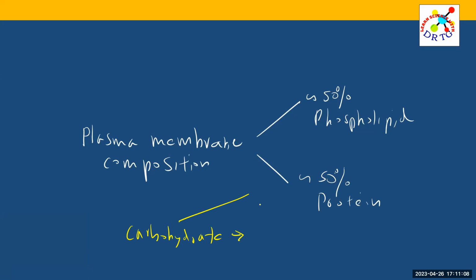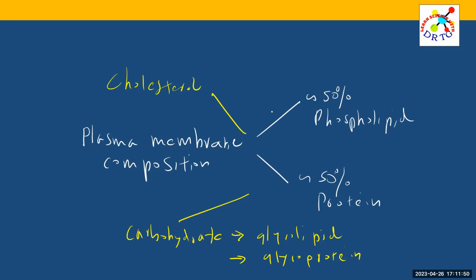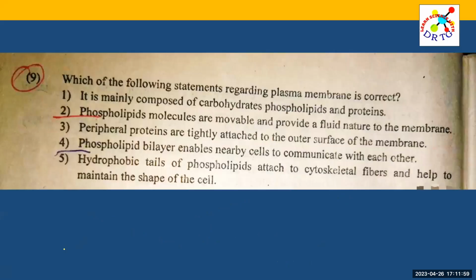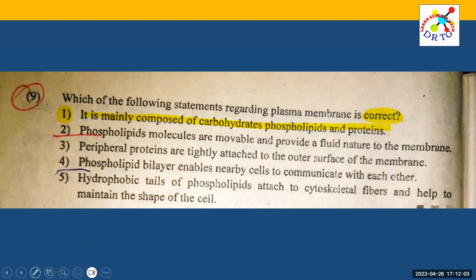And this carbohydrate mainly combined with phospholipid to make glycolipid and proteins, glycoprotein. As a result, contribution of carbohydrate is very less. It just give a structural support to lipid and protein. And the next one is cholesterol. So according to the previous choice, carbohydrate is not a main component. So this is incorrect sentence.